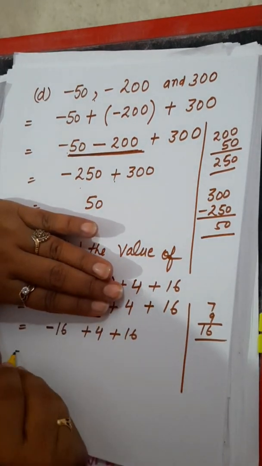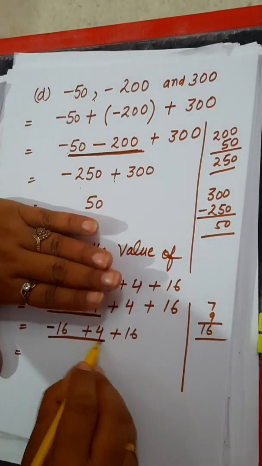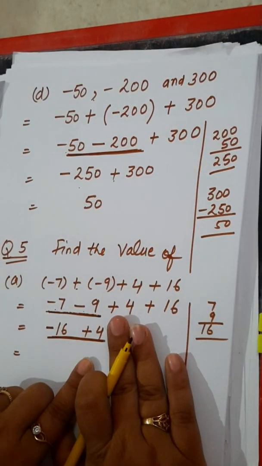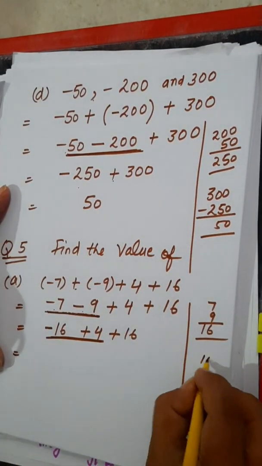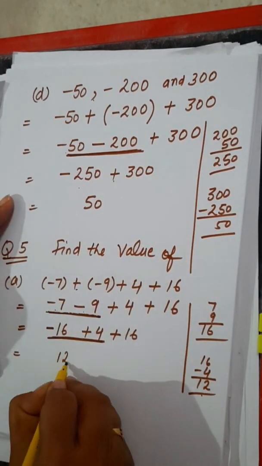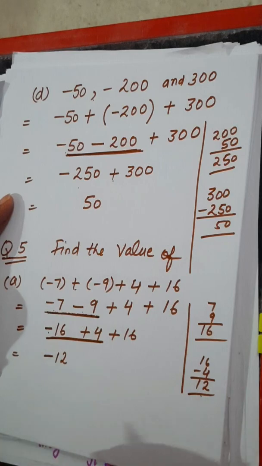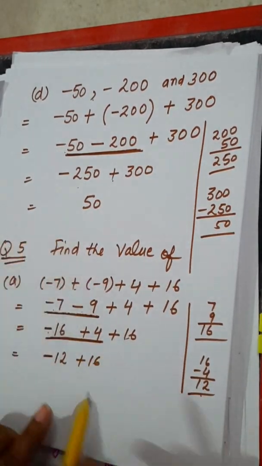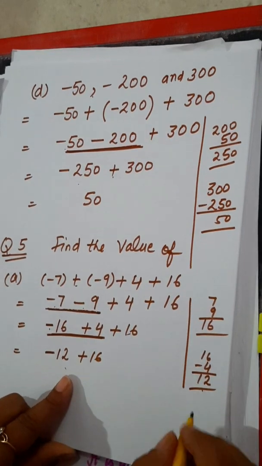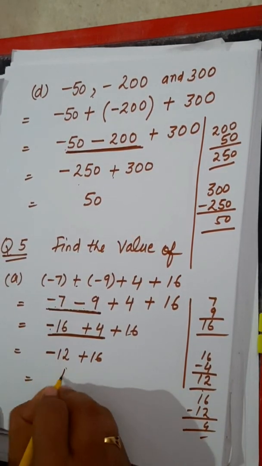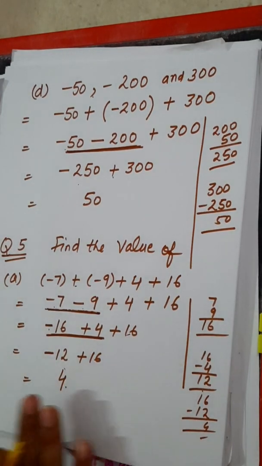Now next step, I have to solve these two values first. Both have opposite sign. Opposite sign means subtract. So I just subtract. Here I will get 12. Here we have a negative sign, so I will put negative, then copy down this plus 16 as it is. Again they have opposite sign. Whenever you have opposite sign, subtract. So you will get 4. So this is your answer.